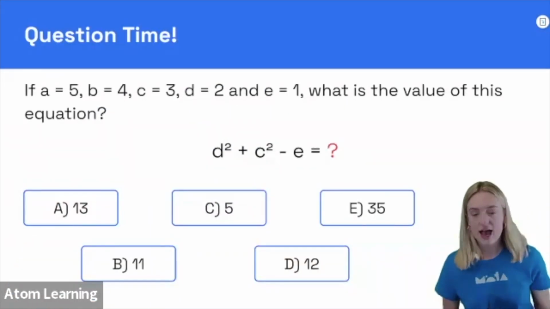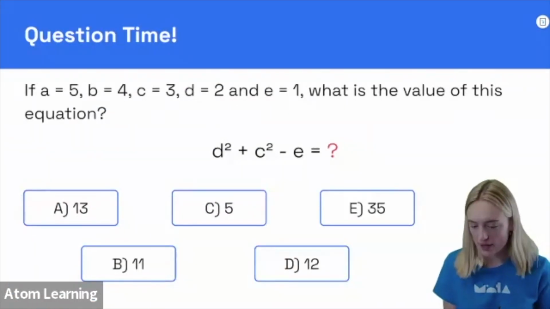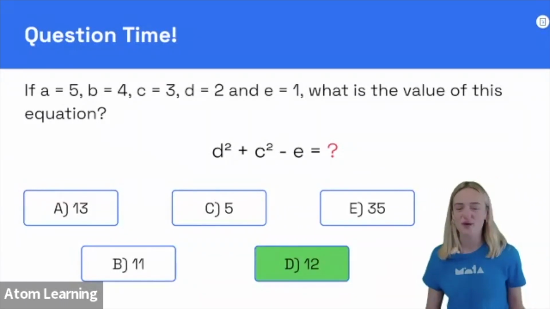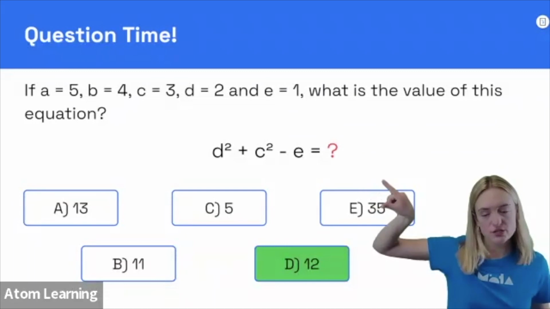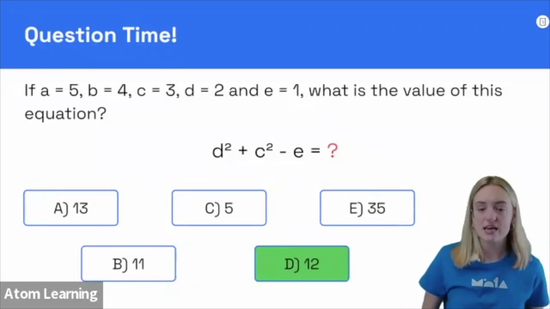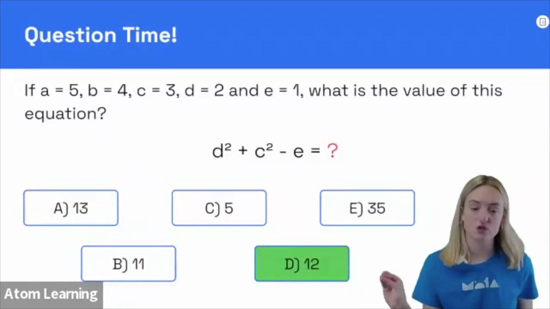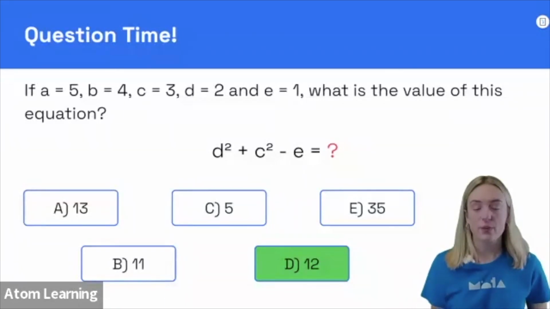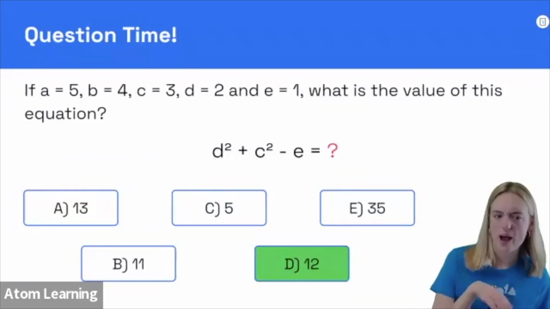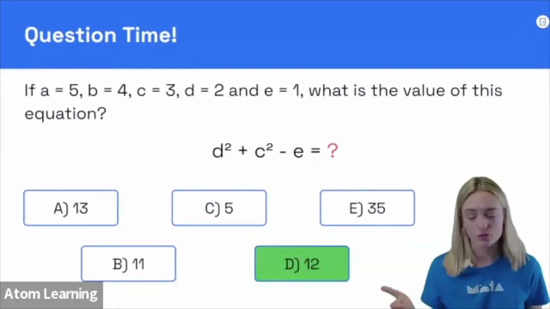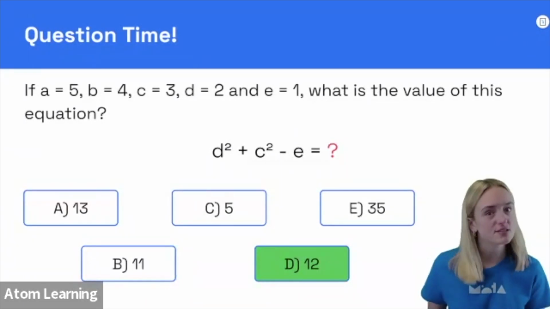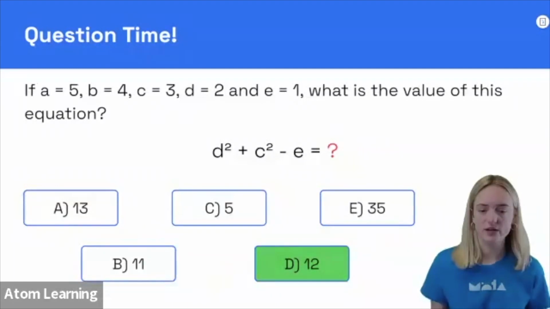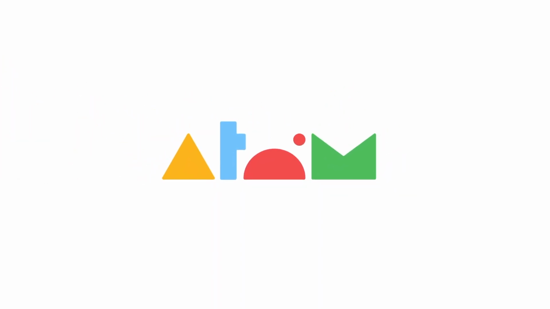Fantastic. Let's have a go at a question. Let's work out what we need to do here. We need to take the values from the question and substitute them into the equation. So D is 2, C is 3, and E is 1. So we need to do 2 squared plus 3 squared minus 1 equals 12. Obviously, we need to do the indices before we do anything else. So we need to do the squaring before we do the adding or the subtracting.